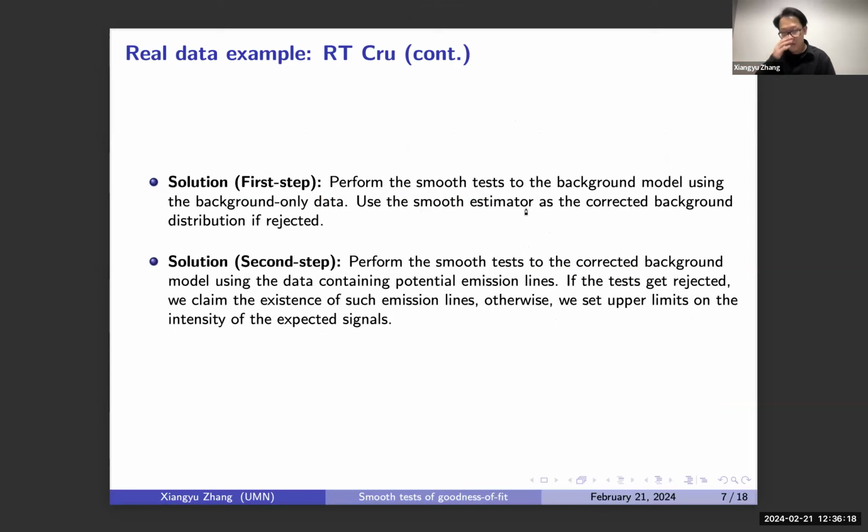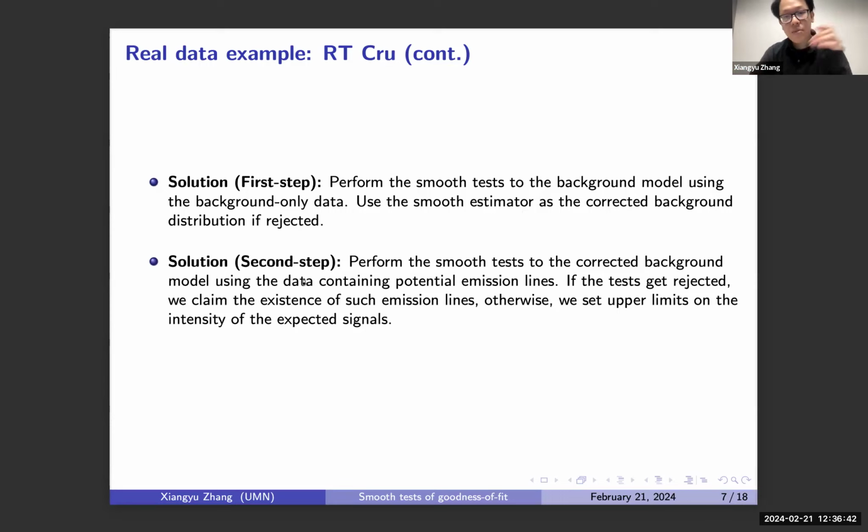And of course, if your test gets accepted, but you see a p-value around 0.1 or 0.2, some very low p-values, you can change your M or change your basis functions to see whether there are some other corrections. But if your p-value is very large, then maybe your background model so far is good enough.